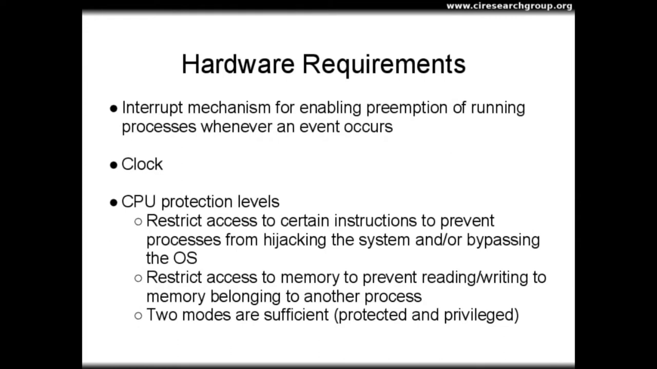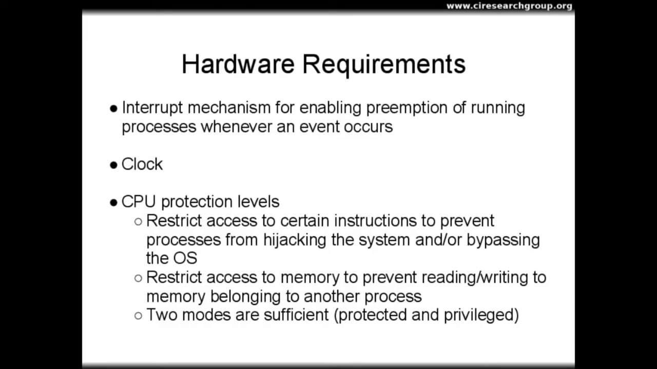Now, in order to support multiprogramming, we have to have certain features in our computer hardware. First of these is an interrupt mechanism for enabling preemption of running processes whenever some kind of event occurs. We have to have a way of stopping a process, handling an event, and then restarting the process. We need a clock so that we know how long a process has been running, and we need CPU protection levels to restrict access to certain instructions to prevent processes from hijacking the system or trying to bypass the operating system altogether. We also need to restrict access to memory in order to prevent reading and writing to memory that a particular process does not own, that belongs to somebody else.